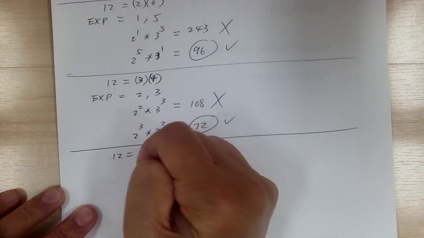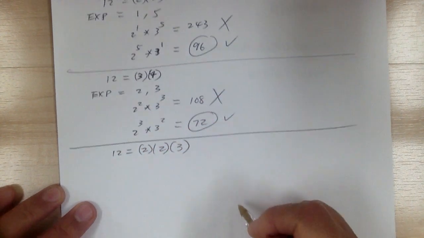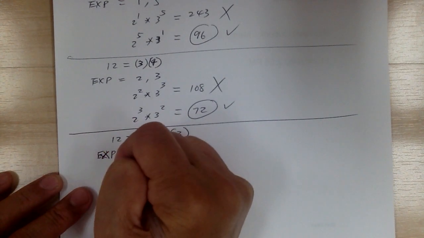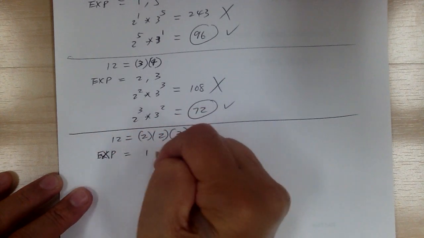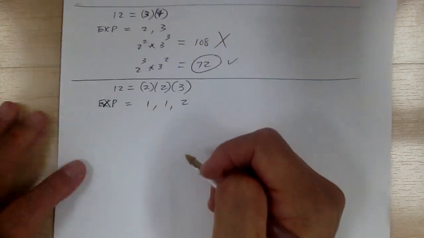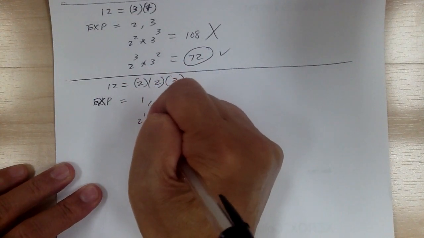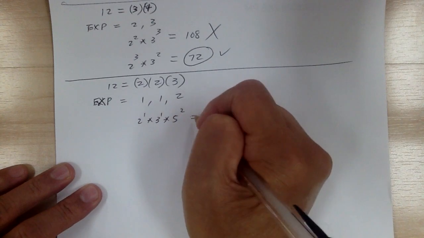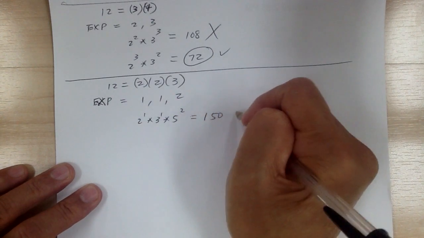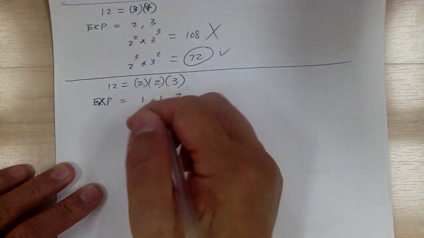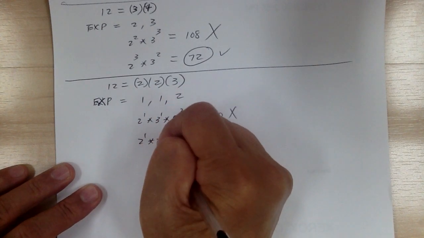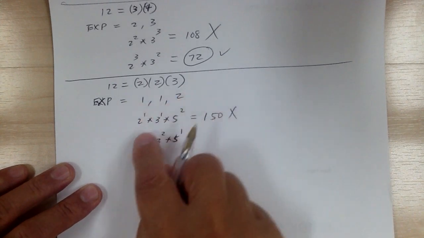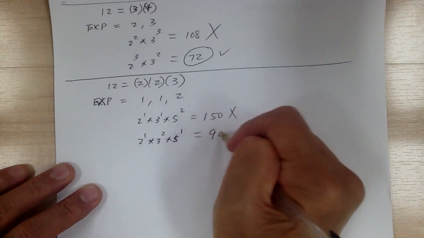Now you can also try 2 times 2 times 3. The exponents you need to achieve those choices would be 1, 1, and 2. So let's try 2 to the 1, 3 to the 1, and 5 to the 2. This gives us 150, so it's no good. So I'm just going to rotate the exponents. It'll be 2 to the 1, 3 to the 2, 5 to the 1. Again, exponents 1, 1, 2, and this will give me 90, so this one is good.